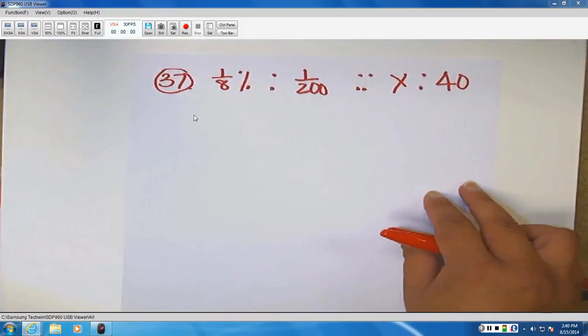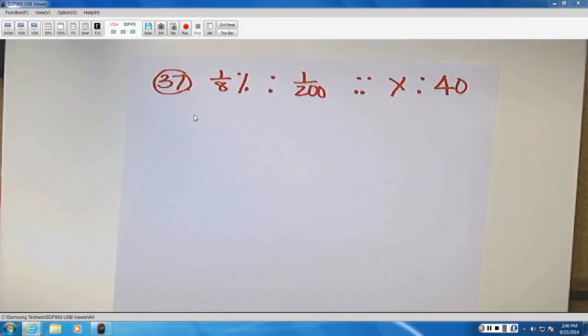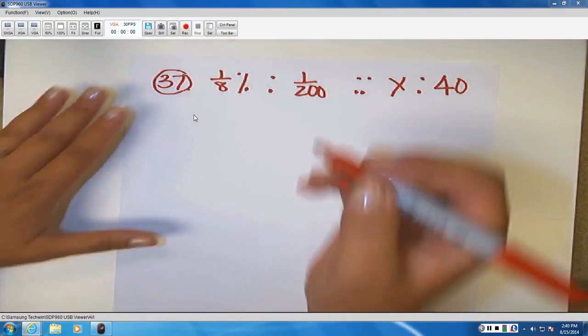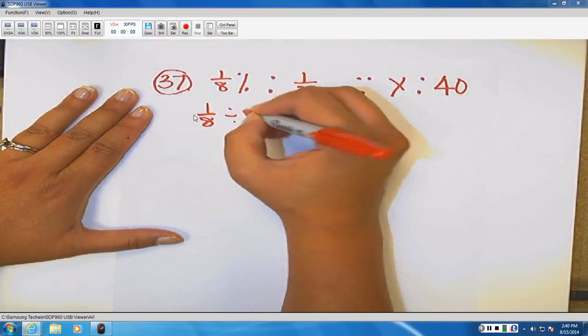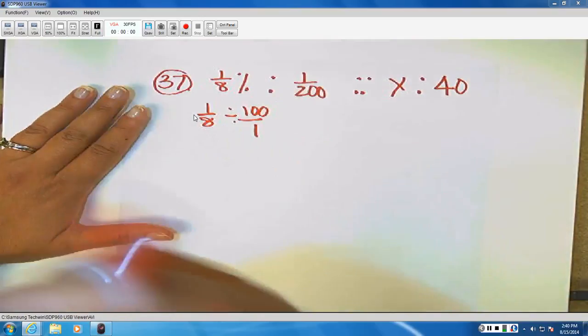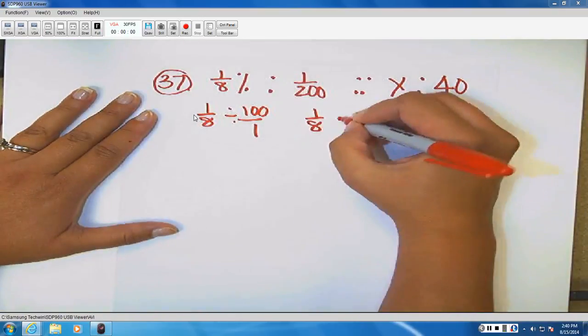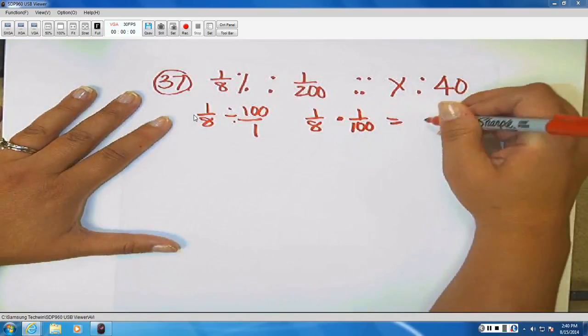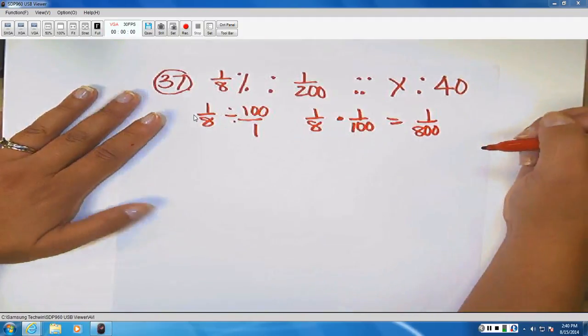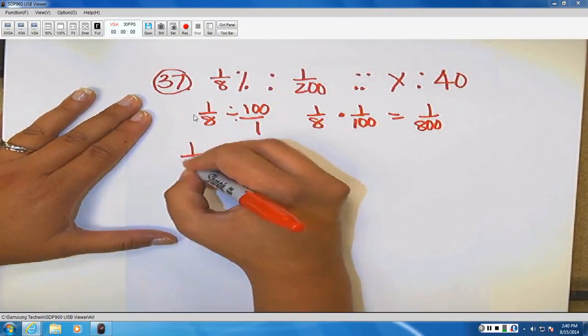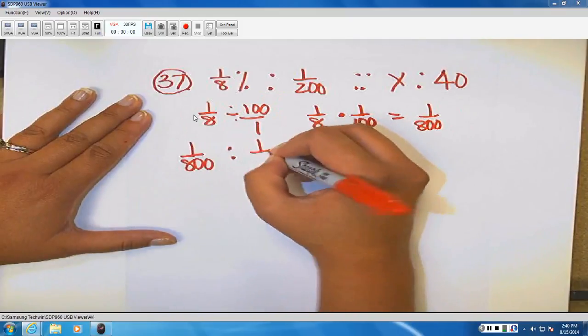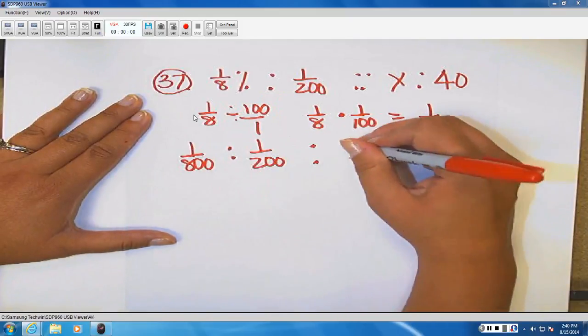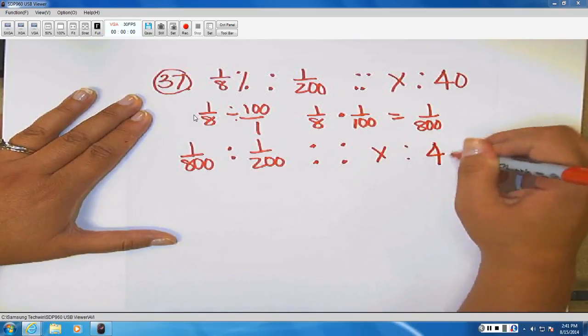We'll do one more just to make sure you've got it. We'll do number 37. Again, just taking a percentage away. So let's do that really quick. Let's turn this 1/8% into just a simple fraction without a percentage. In order to do that, we're going to divide by 100. We're going to flip that and actually end up multiplying. And we get 1/800. So our new proportion reads 1/800 is to 1/200 as x is to 40.